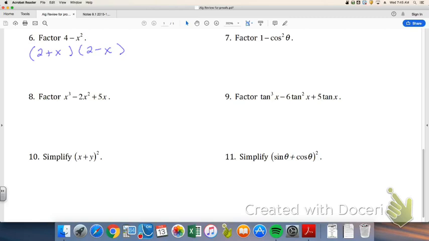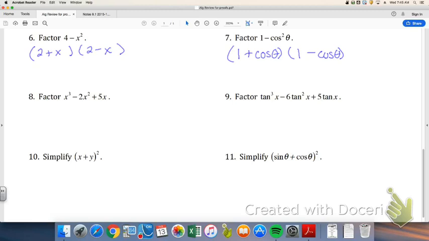So now when I look at number 7, factor 1 minus cosine squared theta. Is that really any different than doing 4 minus x squared? No, that's no different. The 1 factors down to what? 1 and 1. Because there's a minus there, I'm going to need a plus and a minus. And then what are my factors of cosine squared? Cosine and cosine. So cosine theta, cosine theta. So 1 minus cosine squared theta factors down to 1 plus cosine theta times 1 minus cosine theta.